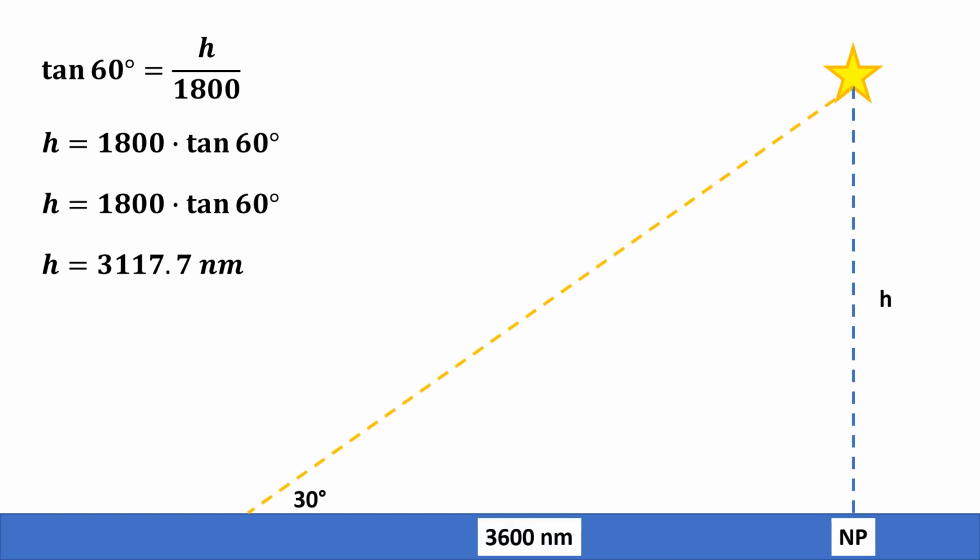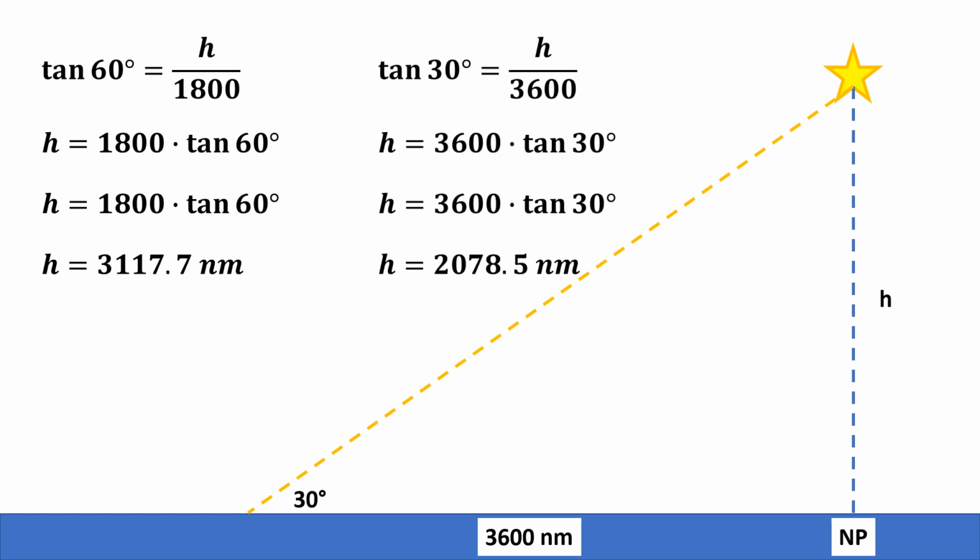Now let's have another observer, and he sees Polaris at about 30 degrees above horizontal. So that makes his distance from the North Pole equal to 60 degrees times 60 nautical miles, which is 3,600 nautical miles. Again, we can do the simple trig to work out the height of the star, and what do you know, it's 1,000 nautical miles lower than where you just calculated it to be.